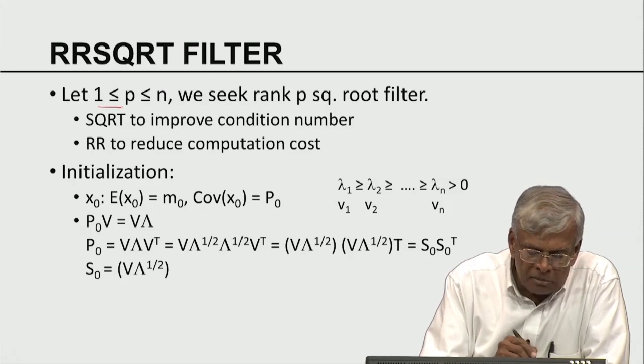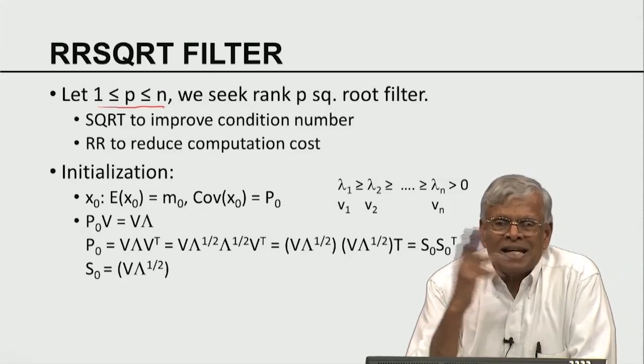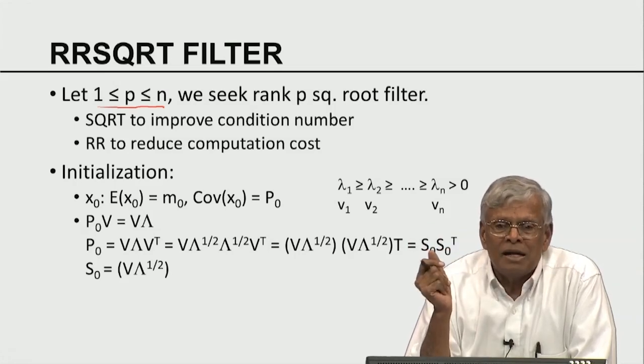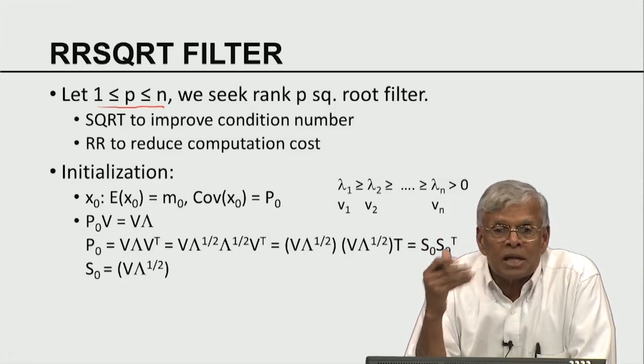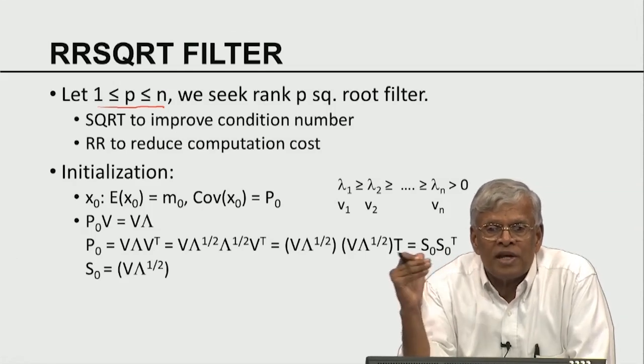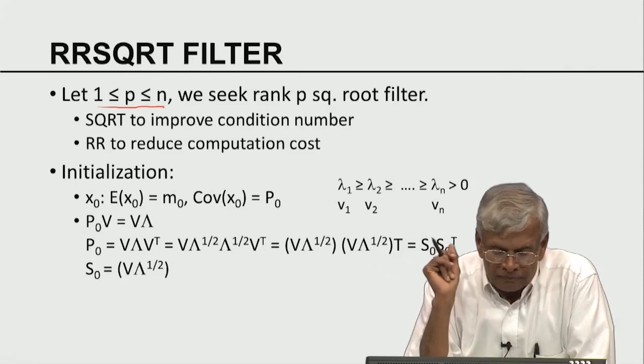Let P be a number between 1 and n. N is the dimensionality of the state space. So if P is less than n, I'm going to be talking about pth order reduced rank implementation of square root versions of the covariance filters.